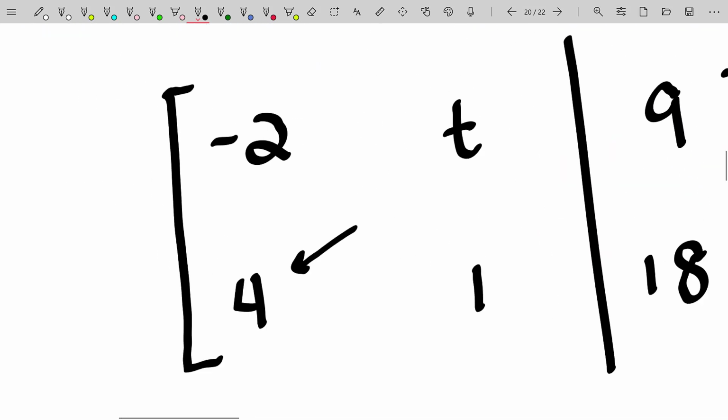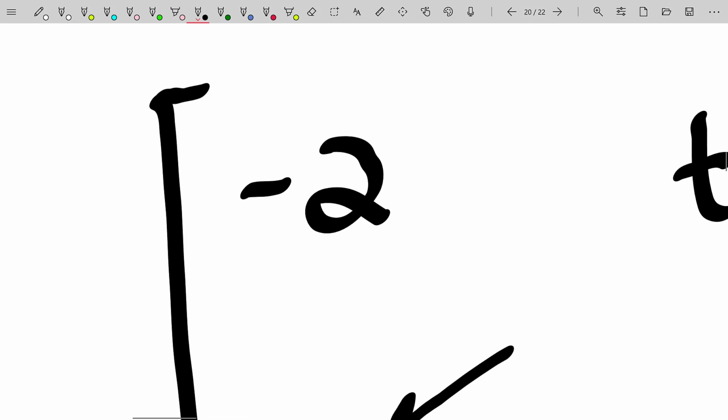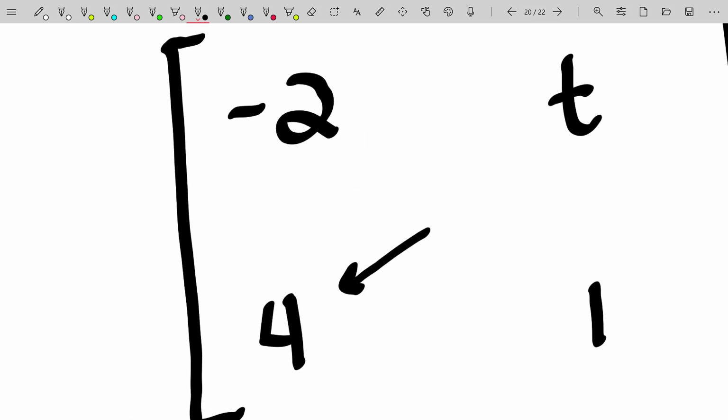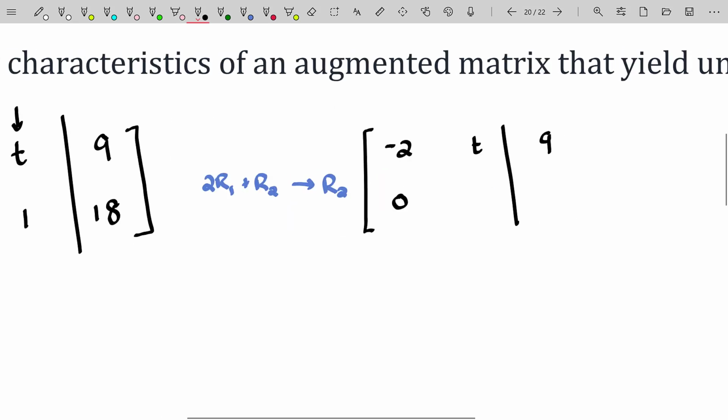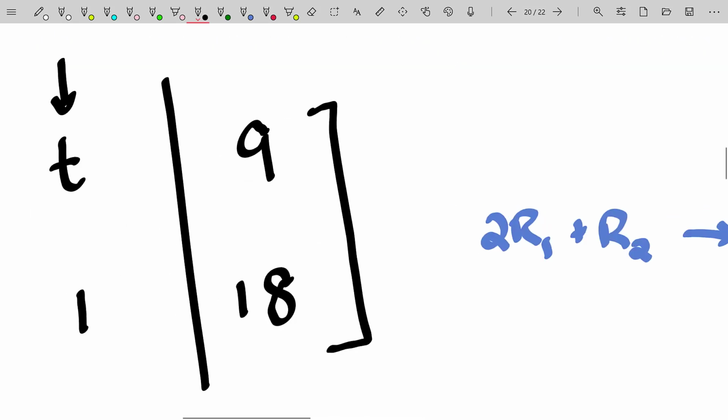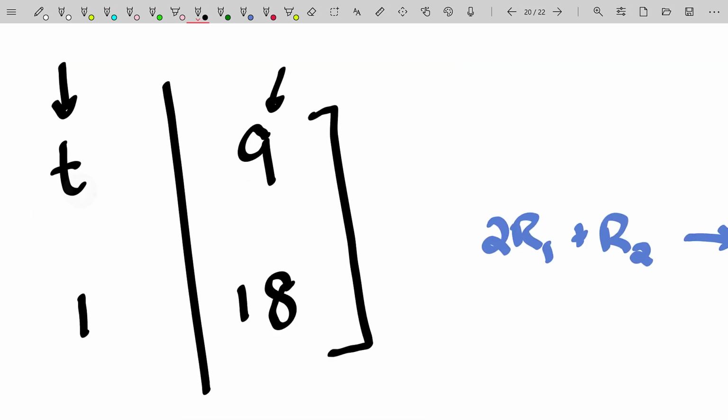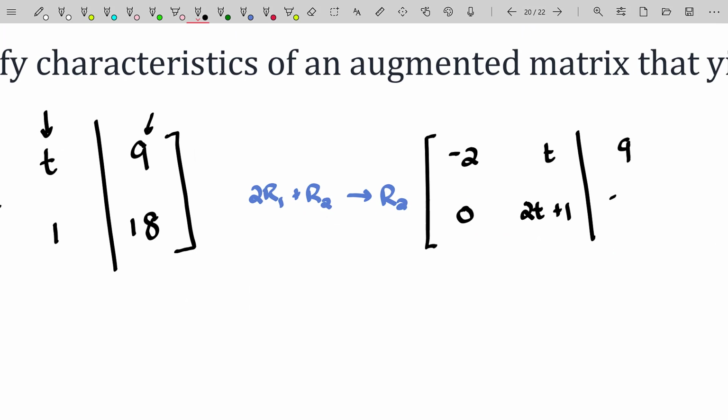We'll take twice row 1, so we get -4, and we're going to add that to row 2, +4, so that's 0. Twice t is 2t plus 1, that's just 2t plus 1. There's nothing you could do about that. And finally, twice this 9 is 18, plus 18 is 36.